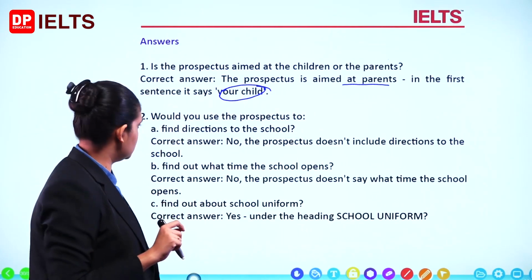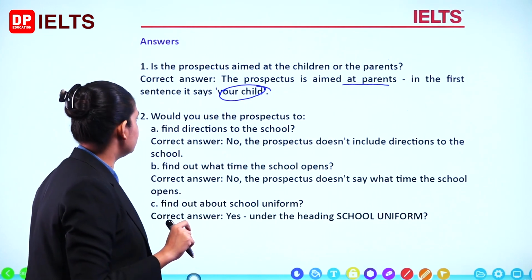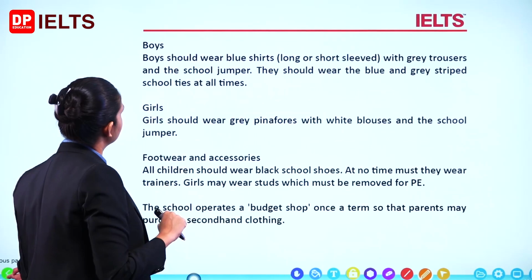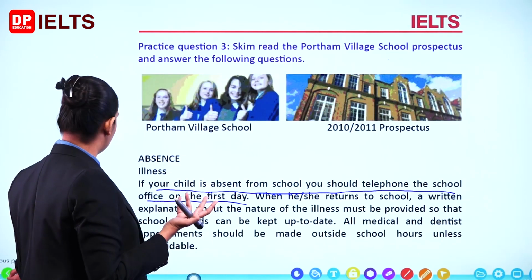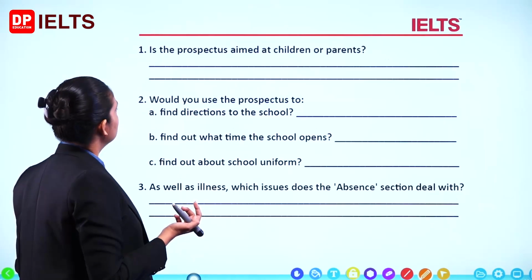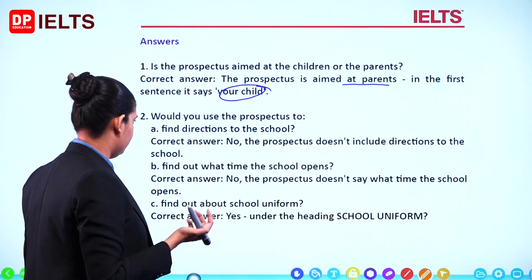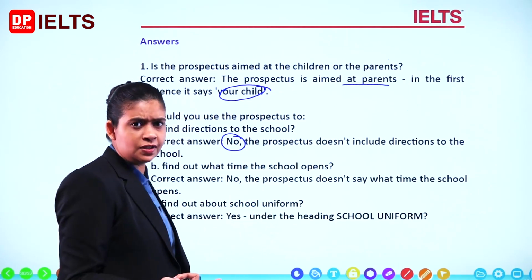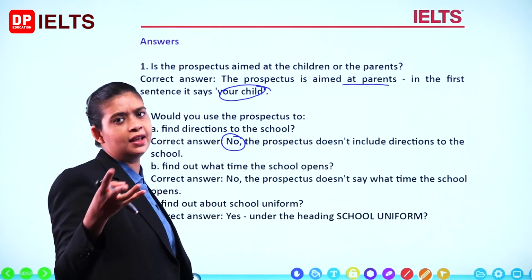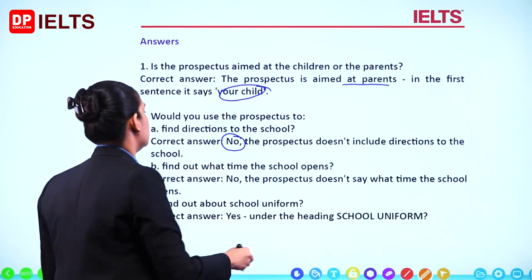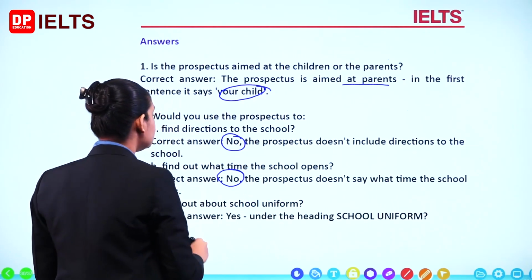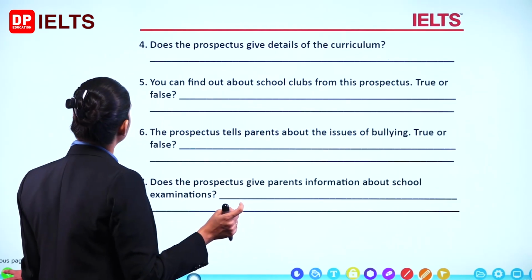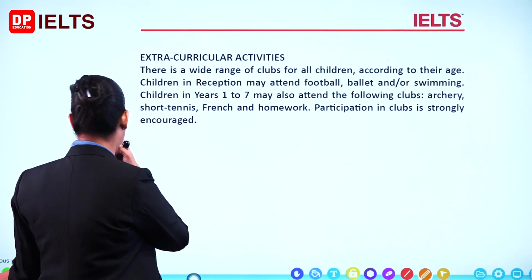Would you use the prospectus to find directions to the school? Well, really, it doesn't have a subheading or any details about the directions. So I would say no, really no heading. To find out about what time the school opens, no, there was no heading or no specific timing. So I would say no. To find out about the school uniform, yes. Why? Because there was a subheading saying school uniform.